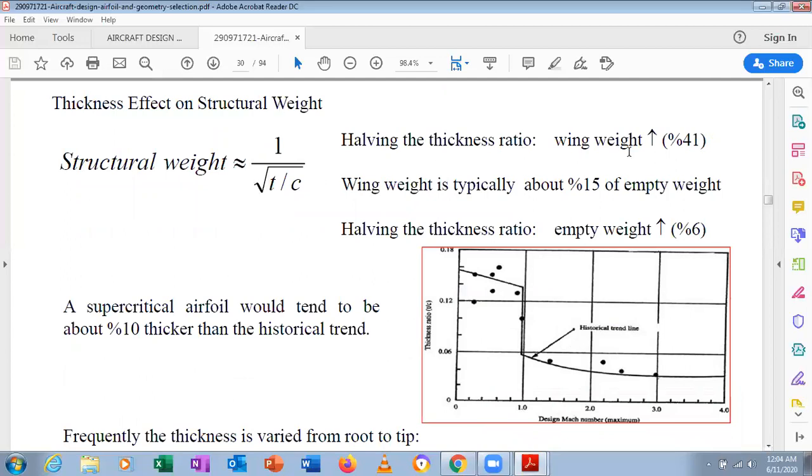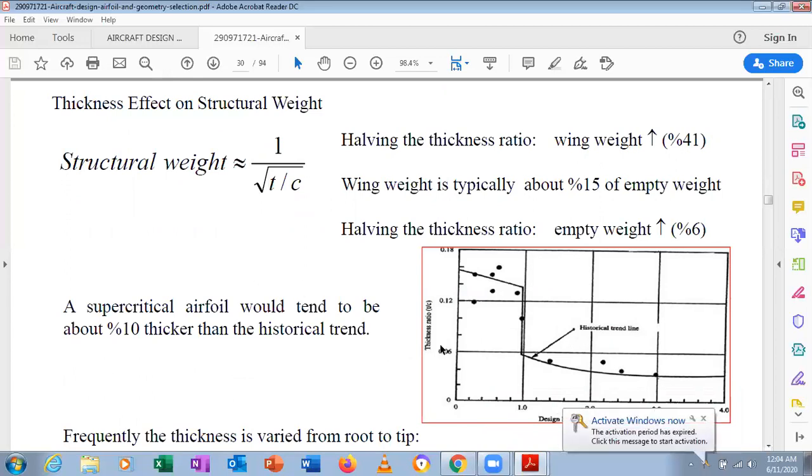Halving the thickness ratio increases wing weight by 41%, and wing weight is typically about 15% of the empty weight. So halving the thickness ratio increases empty weight by 6%. Therefore, supercritical airfoils would tend to be about 10% thicker than the historical trend.